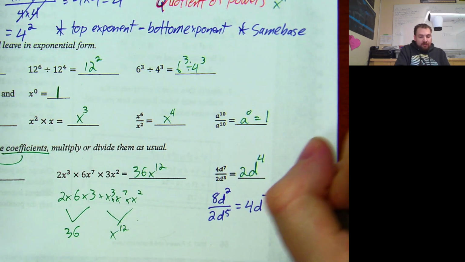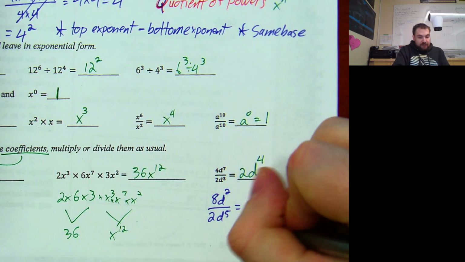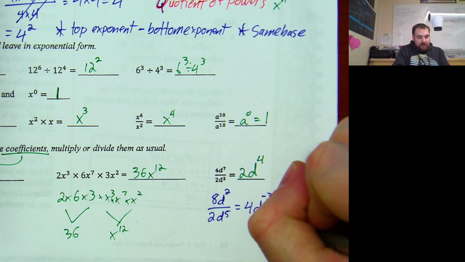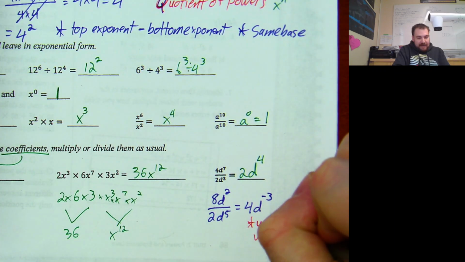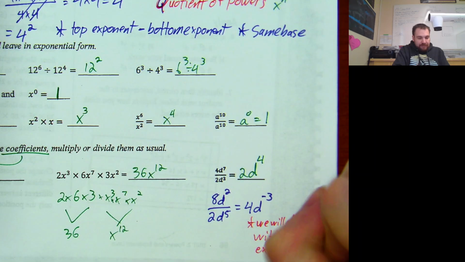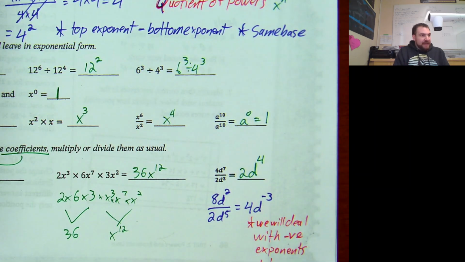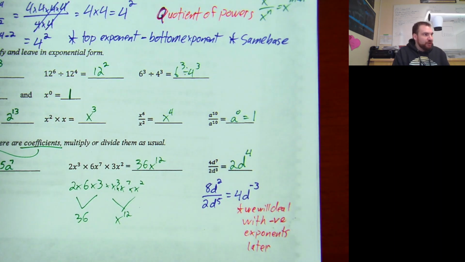There is a rule for dealing with negatives. We will deal with negative exponents later. There will come a time, probably tomorrow, where negative exponents are no longer okay. For today, we'll allow it.